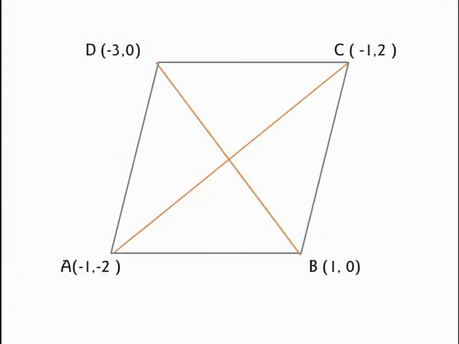First of all, write the 4 coordinates in cyclic order. A, B, C, D. These are 4 vertices of a quadrilateral. A coordinate is (-1, -2), as given in the question. Second coordinate (1, 0). Third coordinate (-1, 2). And fourth coordinate (-3, 0).